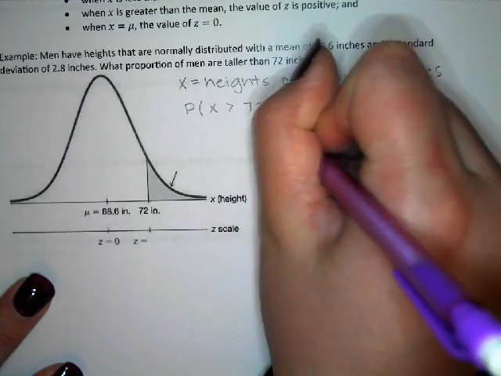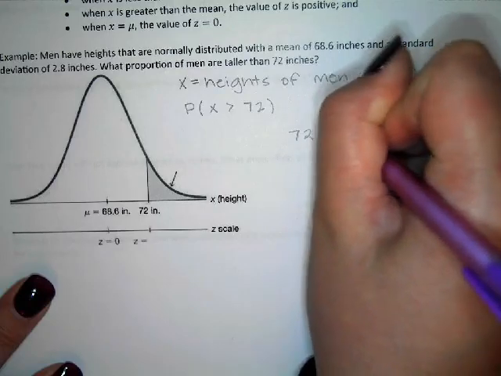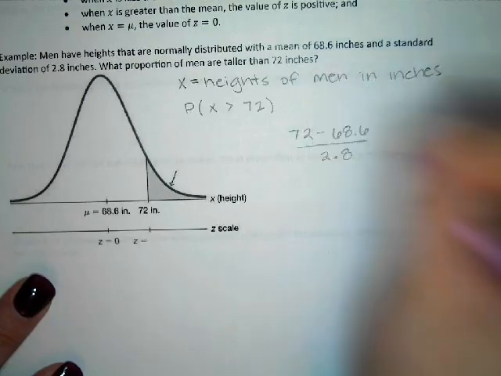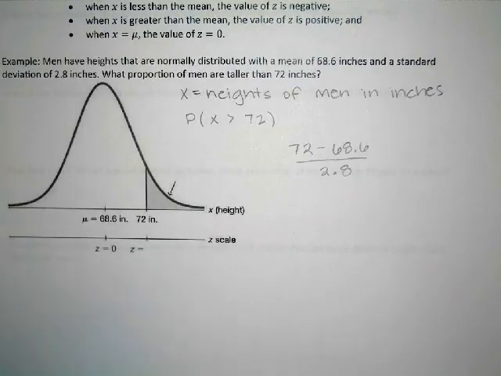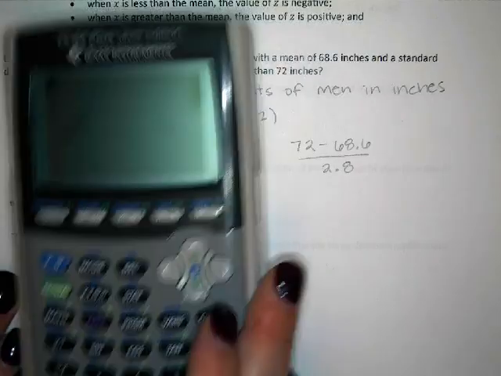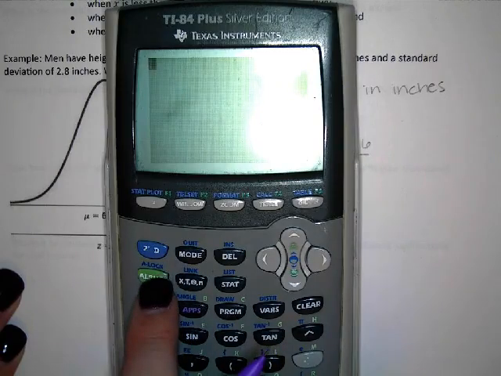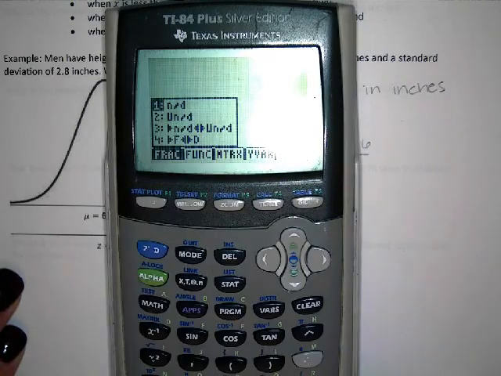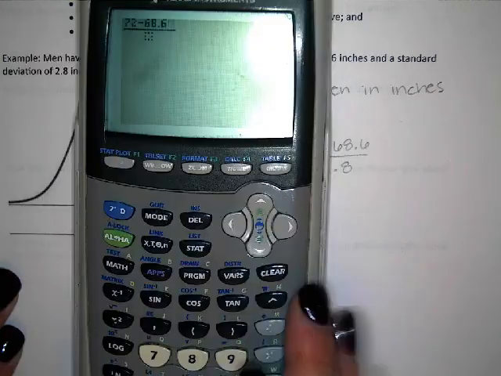I'm going to do my data point 72 minus the mean 68.6 divided by the standard deviation of 2.8. And with z-scores, we round to 2 decimal places. Easy to remember because when you use the chart, that's the only space that you're going to have. So I like to type this as a fraction, and on my calculator to get to the fraction, I use the green button, alpha, and then y equals, and it's the first option right there. 72 minus 68.6 over 2.8.